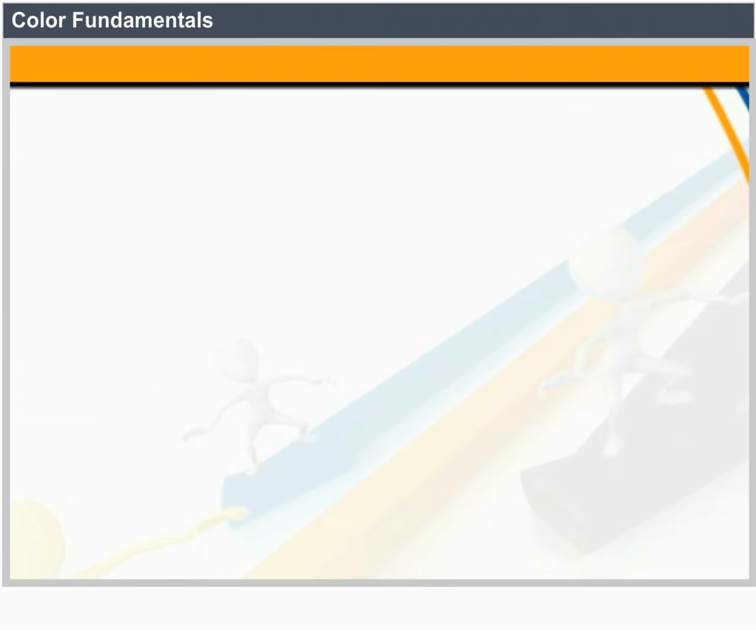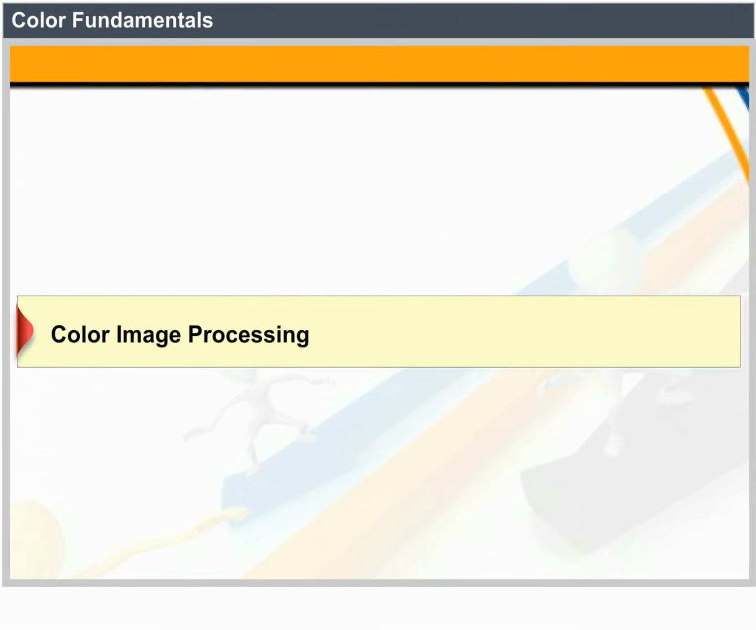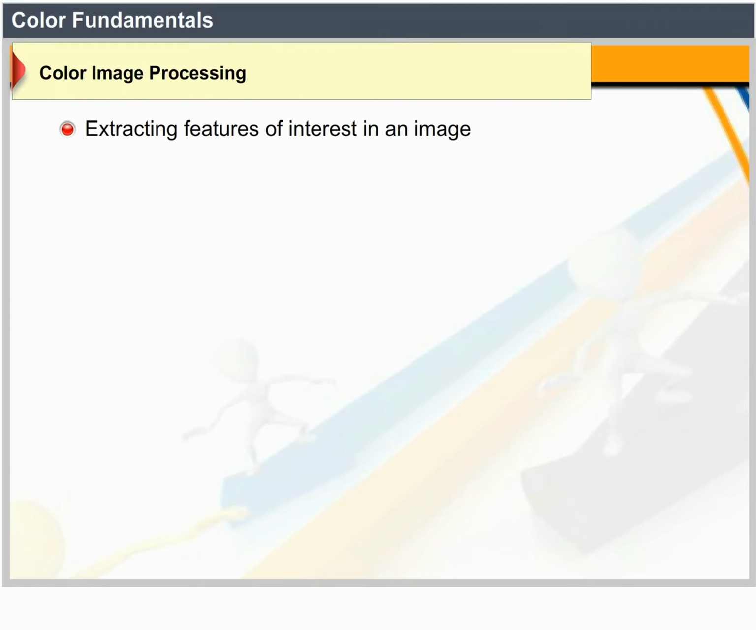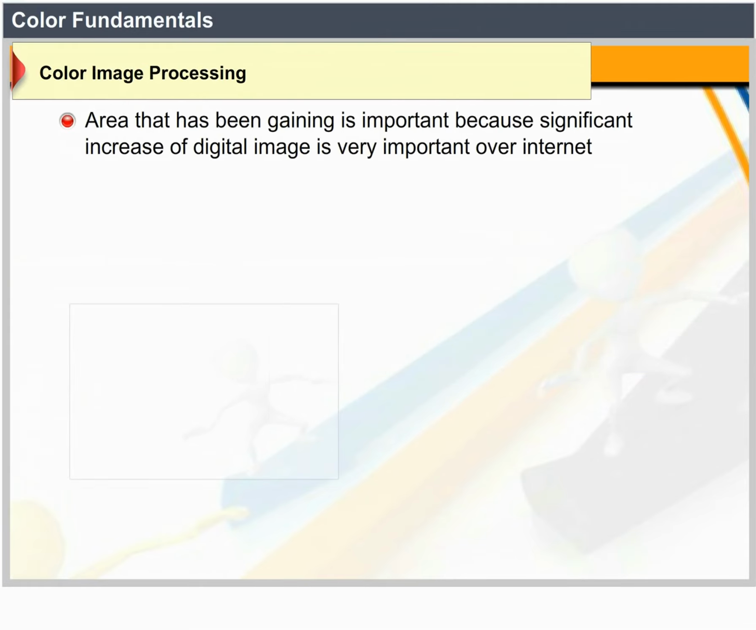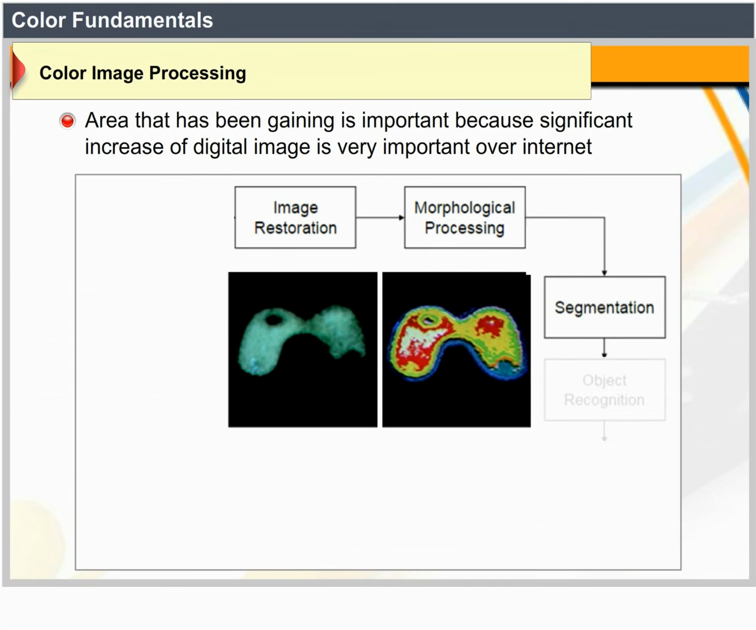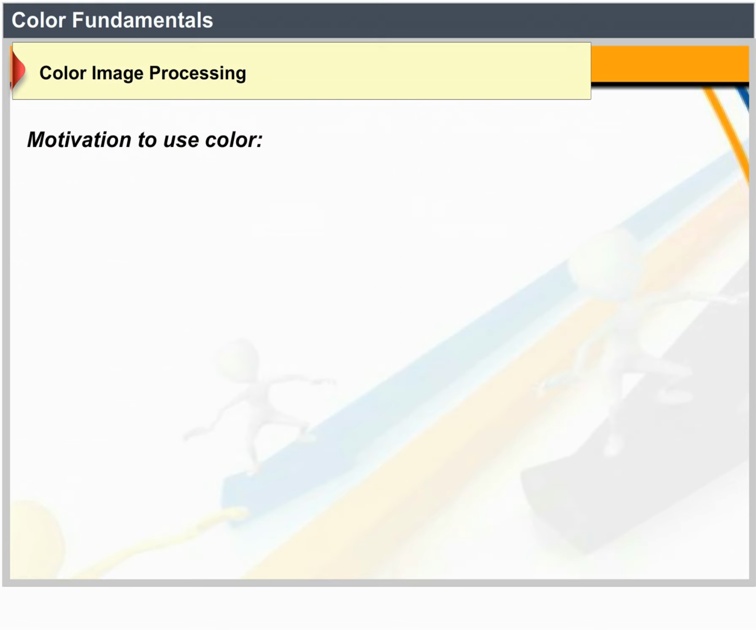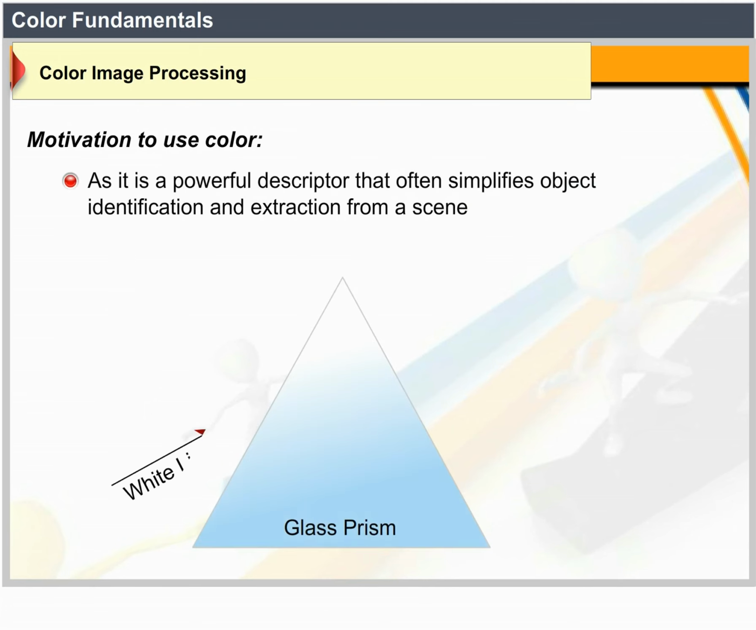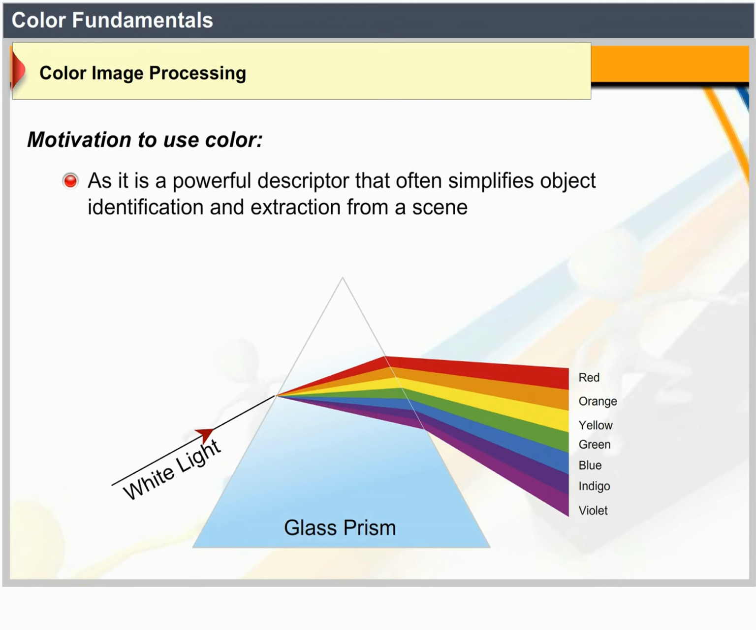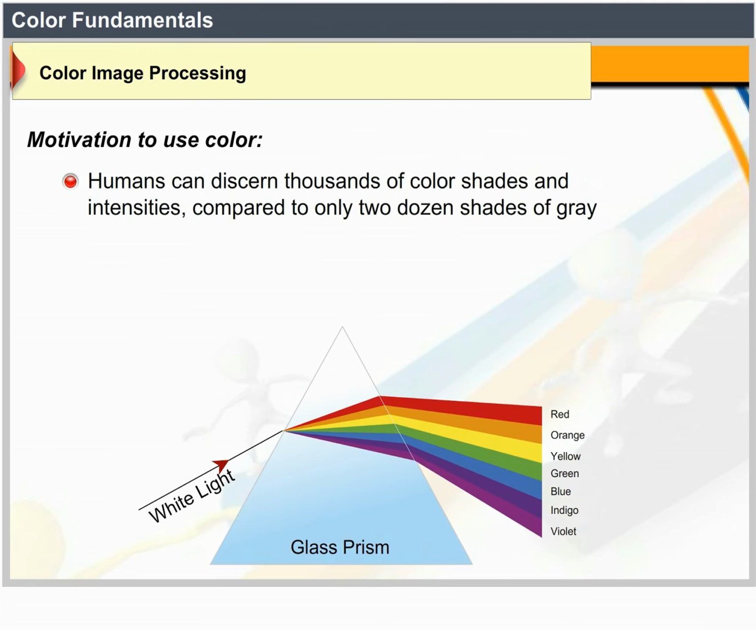Color fundamentals. Color image processing. Extracting features of interest in an image, an area that has been gaining in importance because of significant increase in use of digital image over Internet. Motivation to use color: a powerful descriptor that often simplifies object identification and extraction from a scene. Humans can discern thousands of color shades and intensities compared to about only 24 shades of gray.